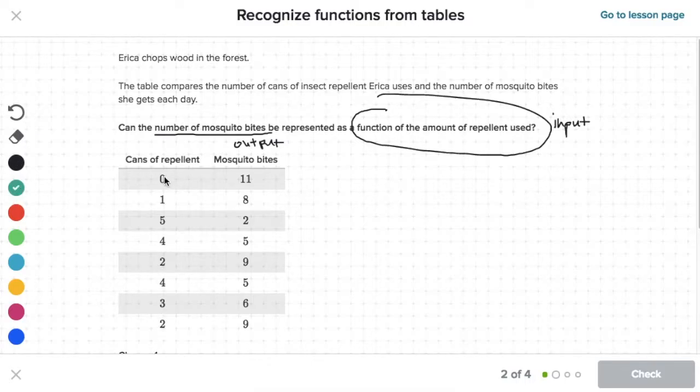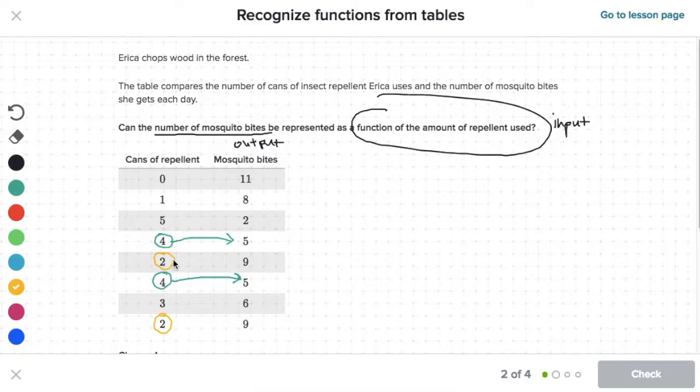So looking through it, we've got 0 only occurring once, so that's not going to be useful. 1 is only occurring once. 5 is only occurring once. 4 here is occurring twice, and 2 is occurring twice. Now, why anyone would use 4 cans of repellent, I have no idea. That seems slightly excessive. But what we do notice is that when they do use 4 cans of repellent, they get 5 mosquito bites.